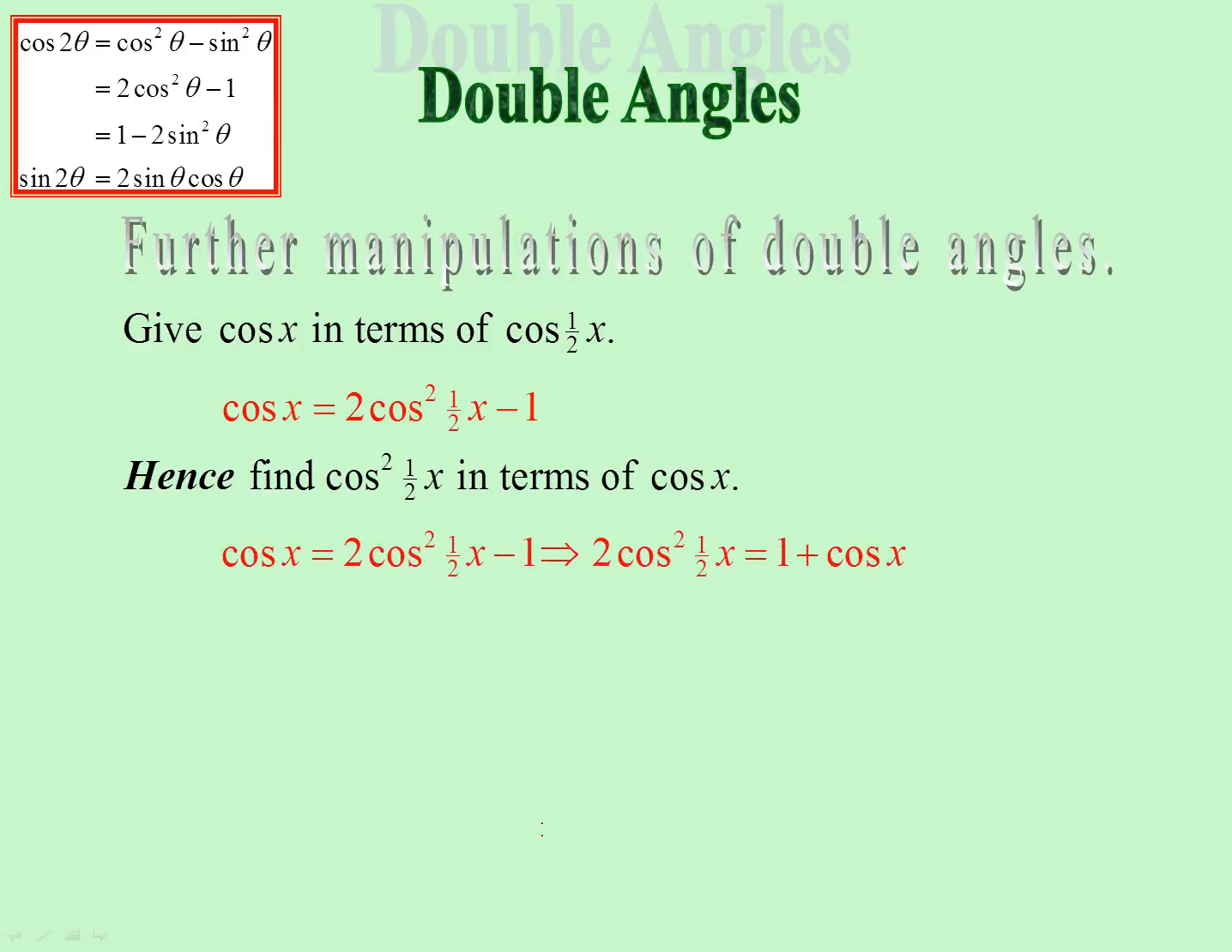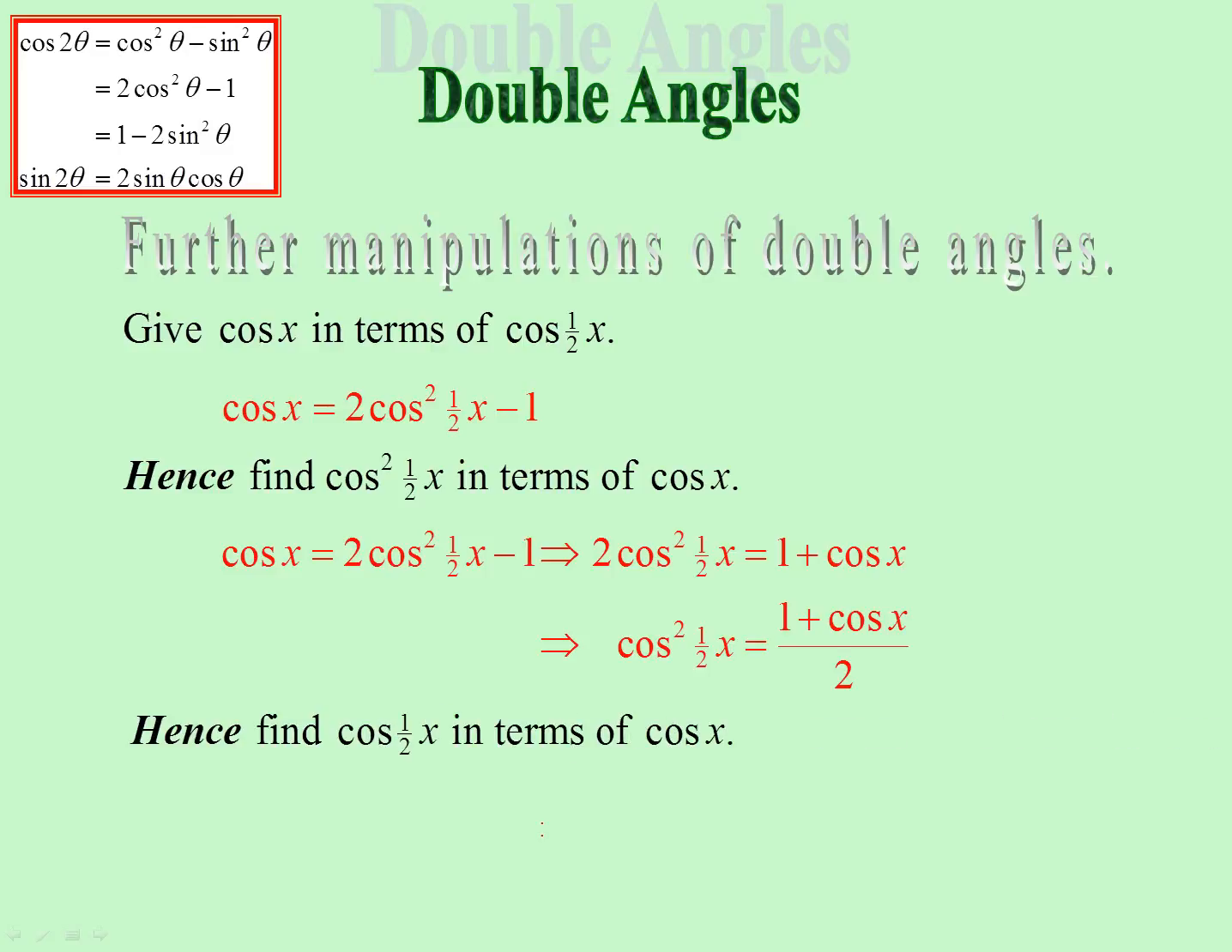Well, we're just going to solve it. There we are, cos squared half x. 1 plus cos x over 2. Next, find cos half x in terms of cos x. Well, once again, we have a squared. We want to get rid of it. Square root with a plus or minus. Now that plus or minus doesn't necessarily happen all the time. It means you must choose whether it's going to have a positive or a negative, because it can have either.